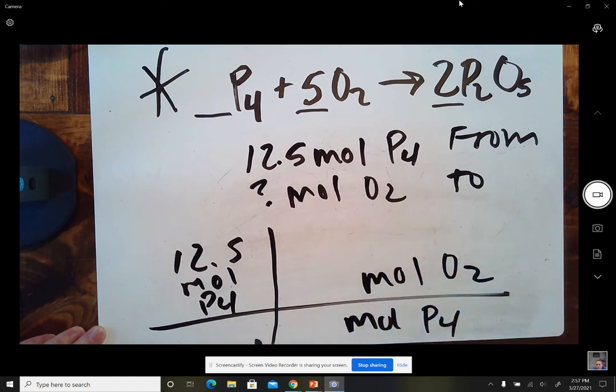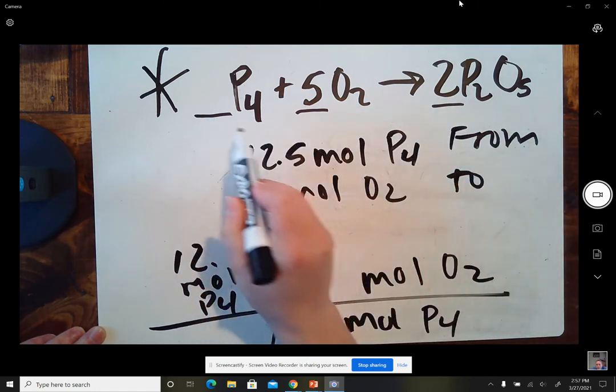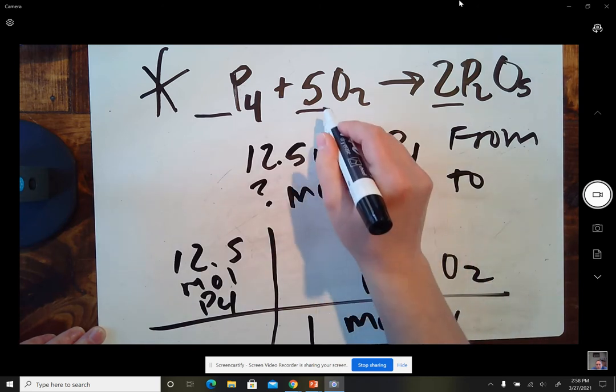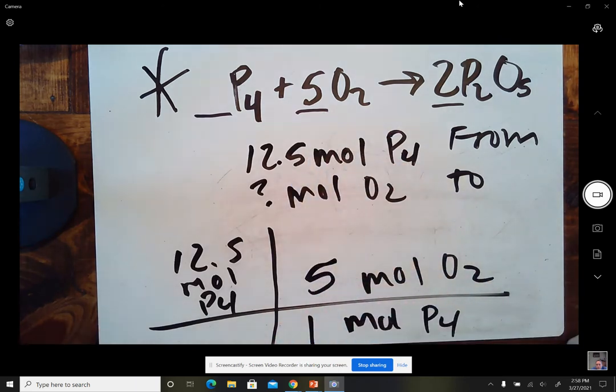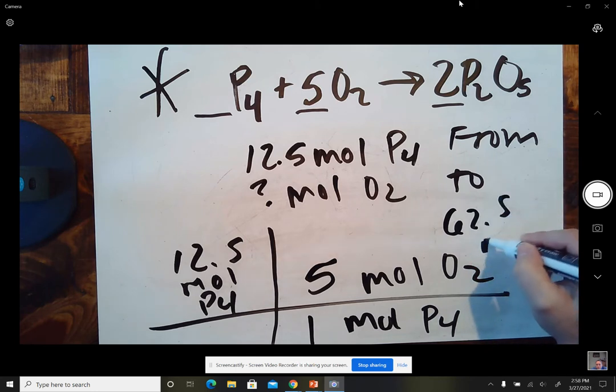What numbers do I use? Look at your balanced chemical equation. What number is in front of P4? Is it going to be a 1? What's in front of oxygen? That's a 5. I've got it set up. So 12.5 times 5. That's it. So it's 62.5 moles of oxygen.